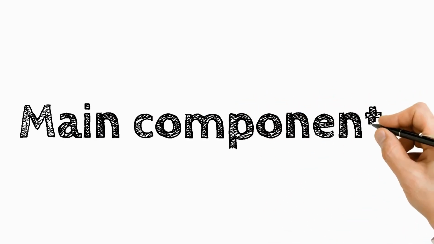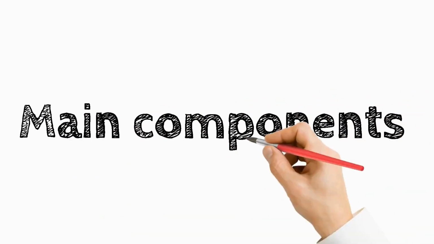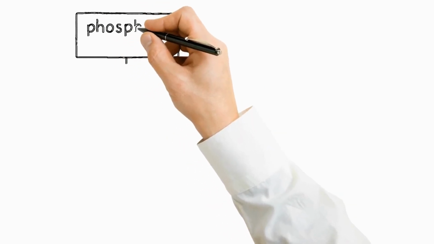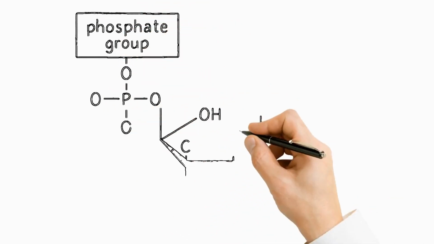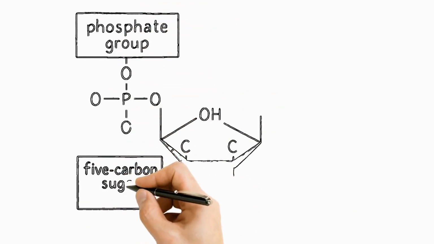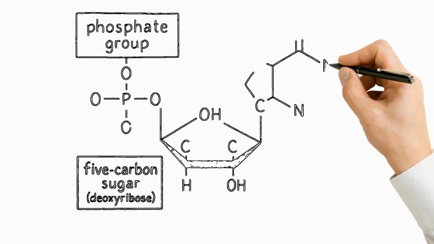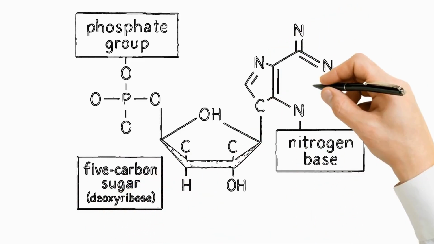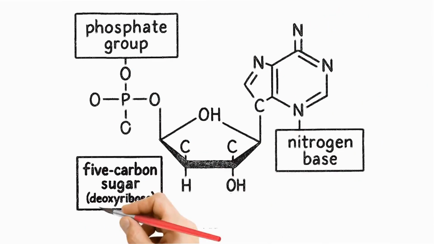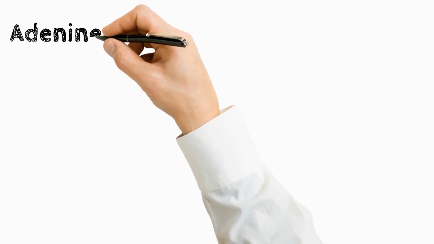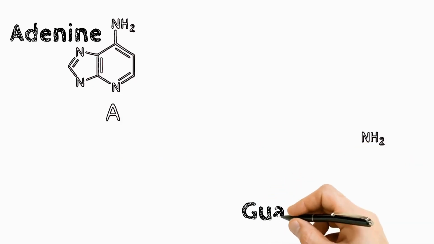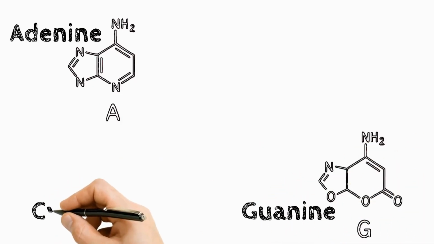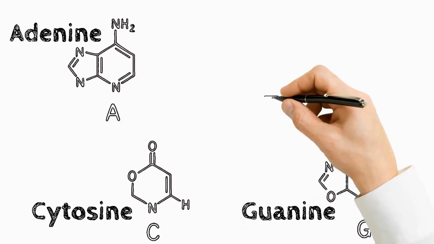Every single DNA nucleotide has three components. A phosphate group. A 5-carbon sugar called deoxyribose, the D in DNA. A nitrogen base. The nitrogen bases are the part that holds the information. And there are 4 different types: adenine, A, guanine, G, cytosine, C, and thymine, T.